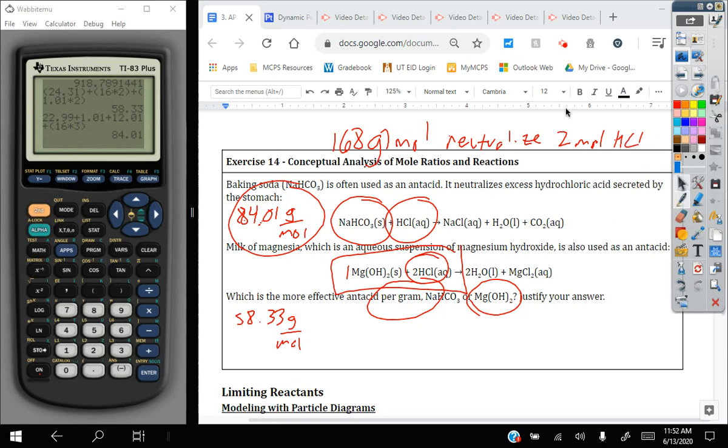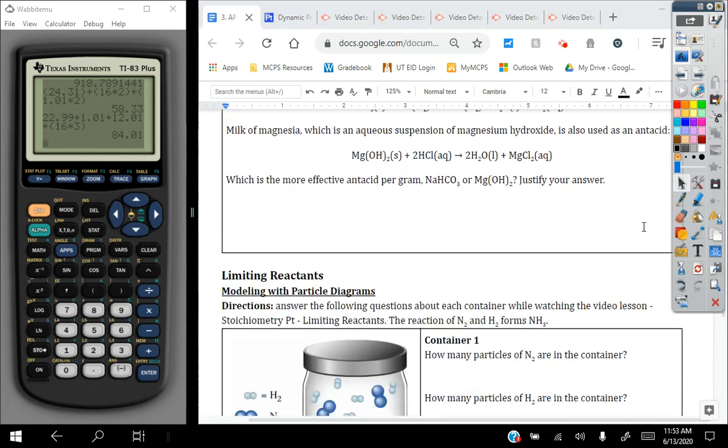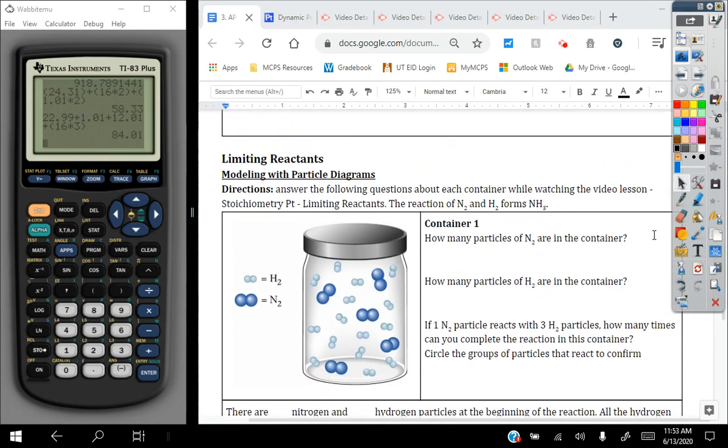Okay, and let's check on our time. All right, so we got about 5 minutes. What I can do in this lesson is start talking about limiting reactants from a conceptual standpoint, and then in the next lesson we'll go over the calculations.